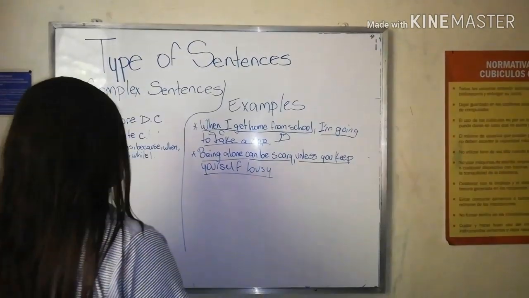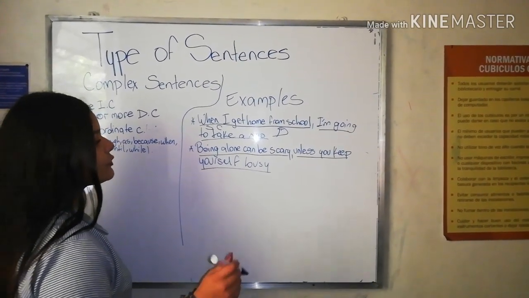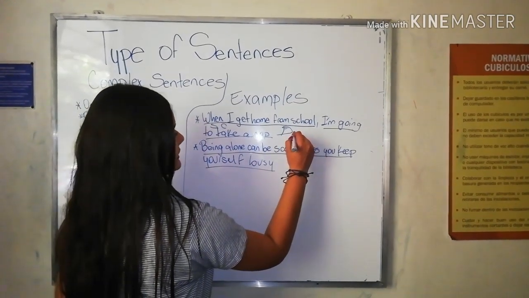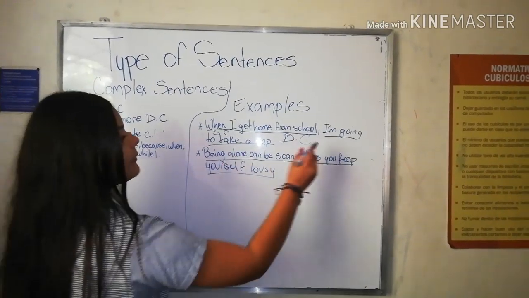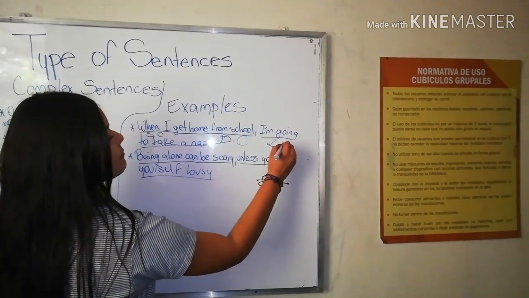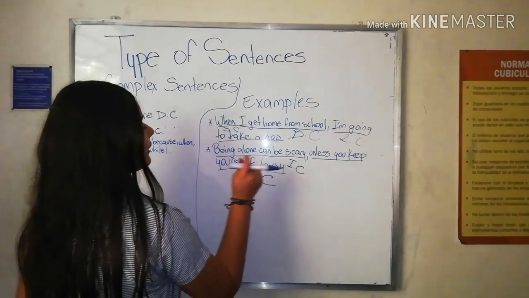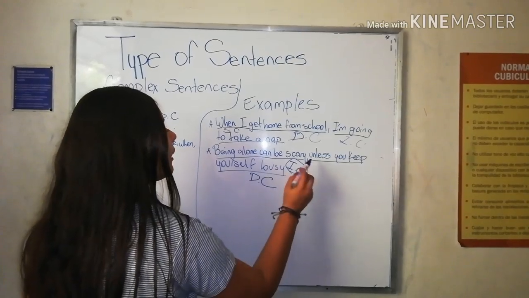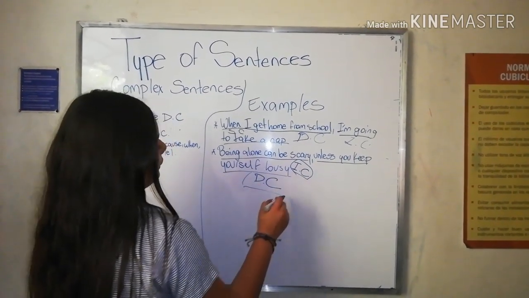Some examples of complex sentences can be: when I get home from school. This is the subordinating conjunction and this is the dependent clause. Comma, I'm going to take a nap is the independent clause. Another example is: being alone can be scary. This is the independent clause, unless you keep yourself busy, and that is the dependent clause.